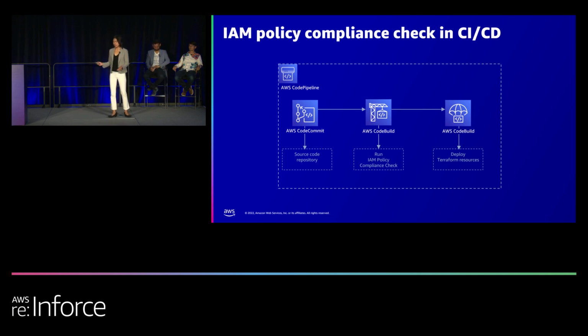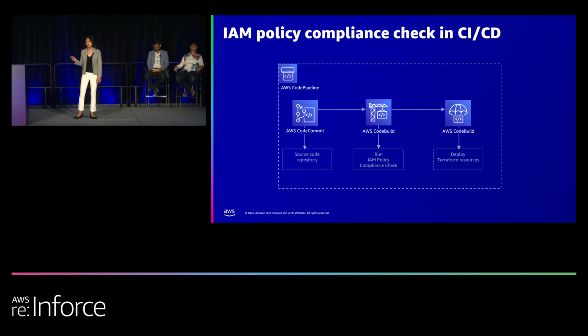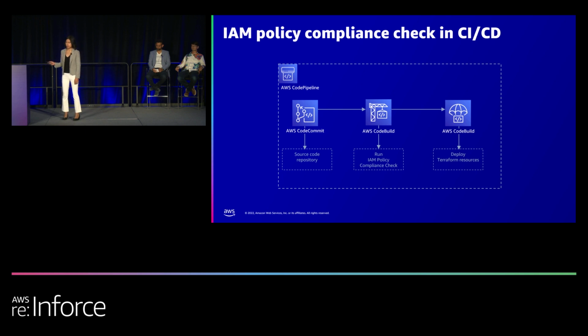So the pipeline starts when I commit to AWS CodeCommit. AWS CodePipeline will detect a change in my source code repository, and it will cause an AWS CodeBuild project to invoke the IAM policy compliance check tool. If the IAM policy compliance check tool completes successfully, it will cause a separate AWS CodeBuild project to deploy the Terraform template.